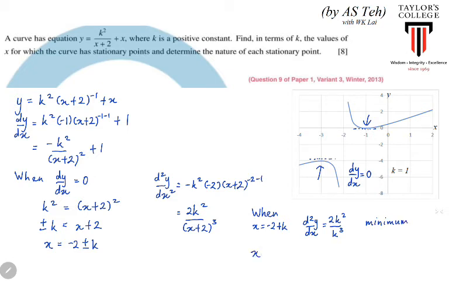Okay, so when x equals negative 2 minus k, we have the second order differential value as 2k squared over negative k cubed.